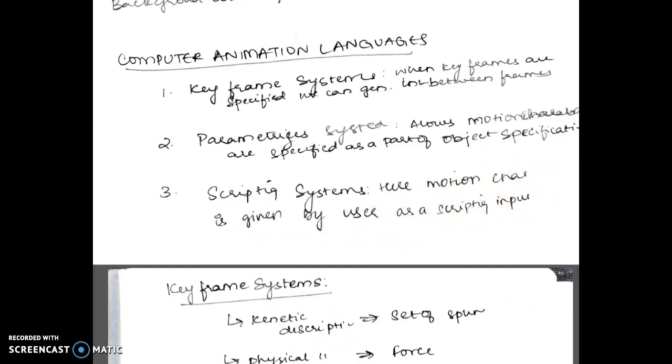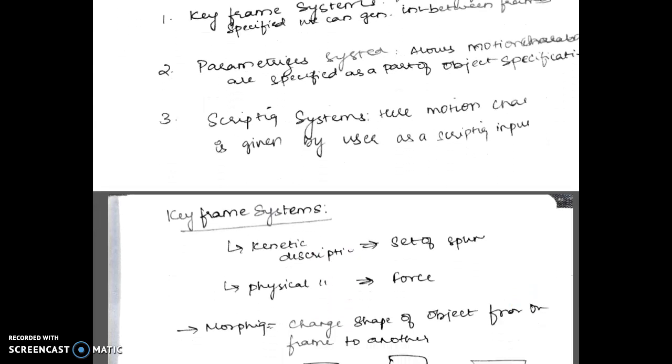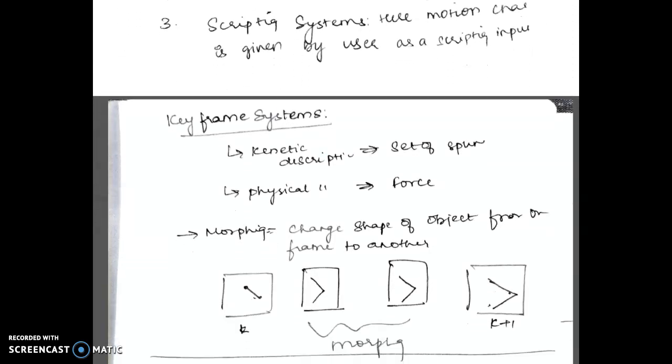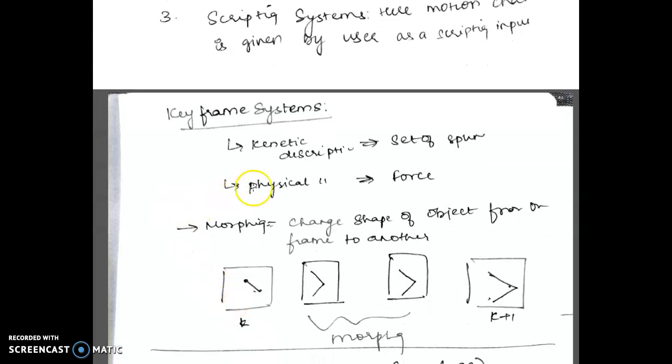We'll see one more important concept known as the keyframe system. Keyframe systems are classified into two. One is kinetic description, another is physical description. Kinetic description is described in a set of spline and Bezier curve equations, whereas physical description is described in terms of force equations. Okay, so the last one is morphing.